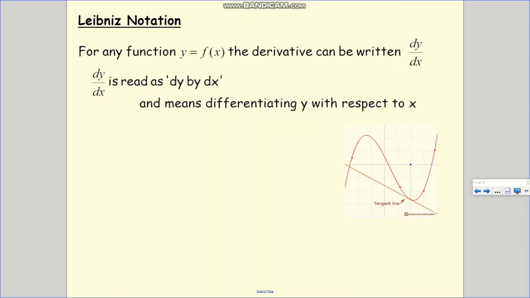So here's some Leibniz notation. Just a reminder of what I was just saying: for any function y equals f of x, the derivative can be written dy by dx. It means differentiating y with respect to x. So differentiating y, but we're looking at all the x functions and differentiating those things.